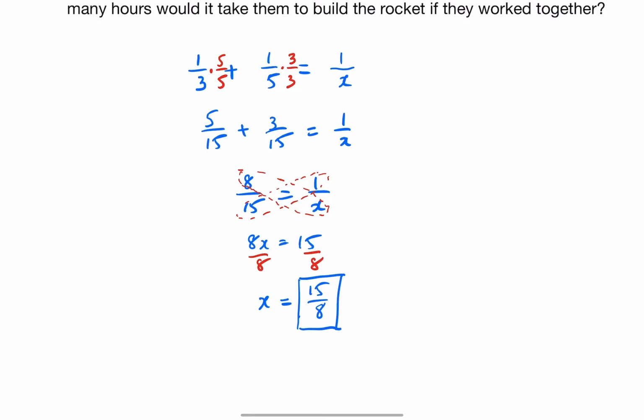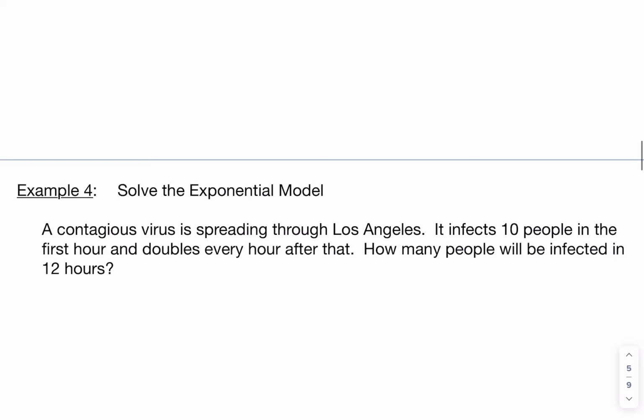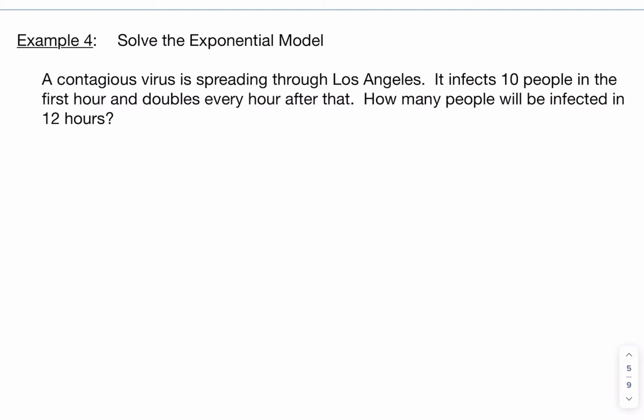Okay, moving on to example 4. All right, now we're really getting to the exponential models. Here we have a situation where we have a contagious virus that is spreading throughout Los Angeles. It infects 10 people in the first hour and doubles every hour after that. Okay, and the question is, how many people will be infected in 12 hours?